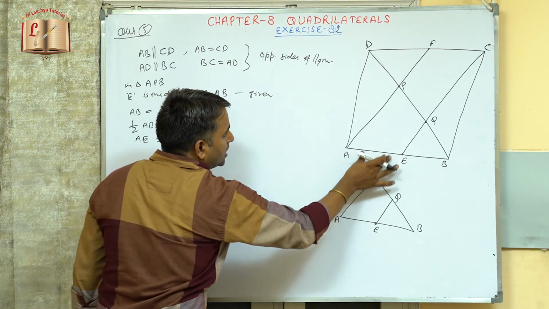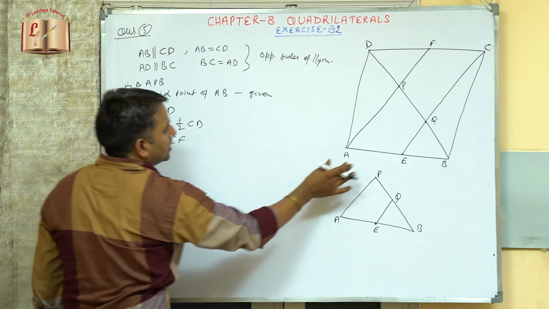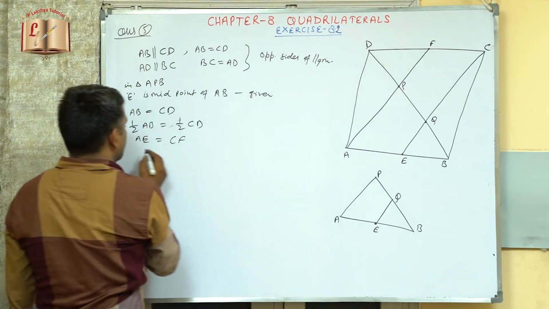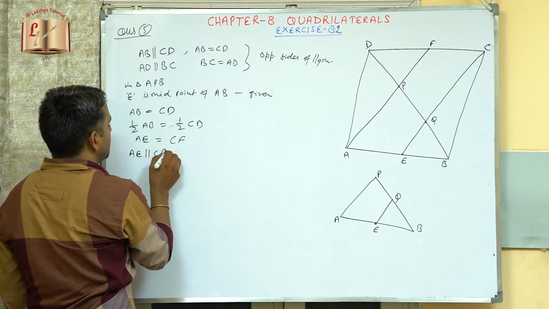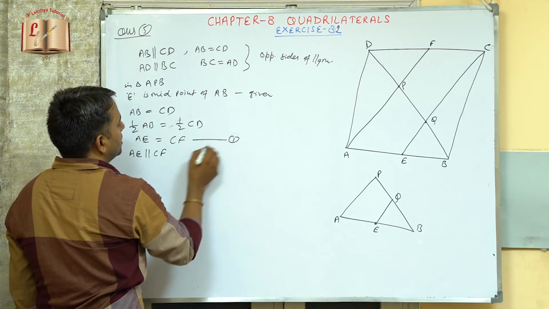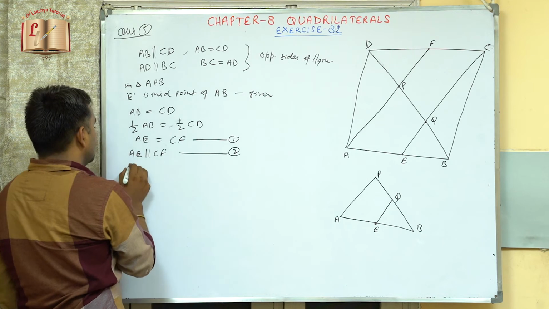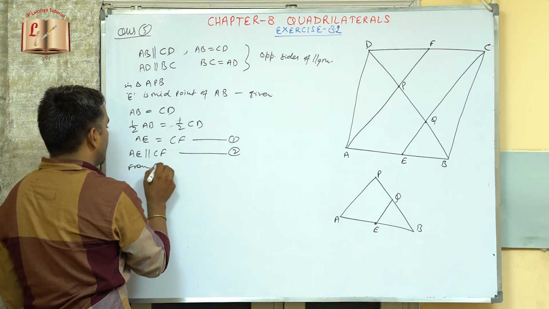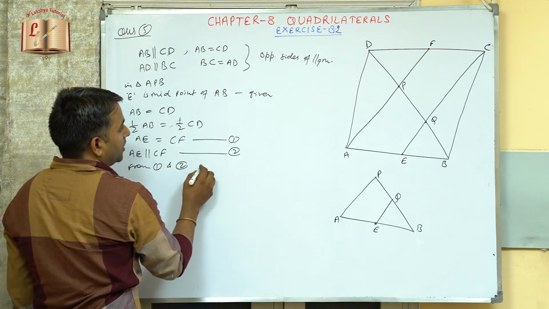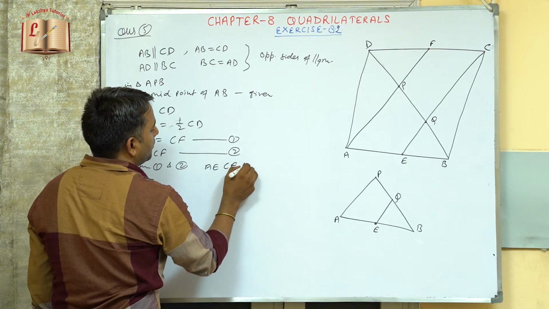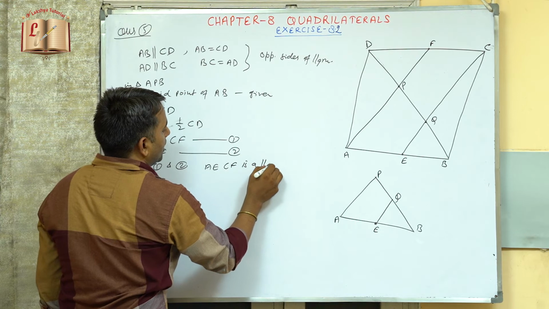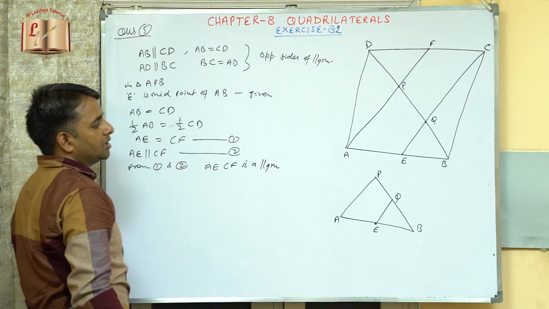So this side is equal to this side, and this is parallel to this side. So I can say AE is parallel to CF also. This is equation number 1, this is 2. So from 1 and 2 we got AECF is a parallelogram. So this is now a parallelogram.